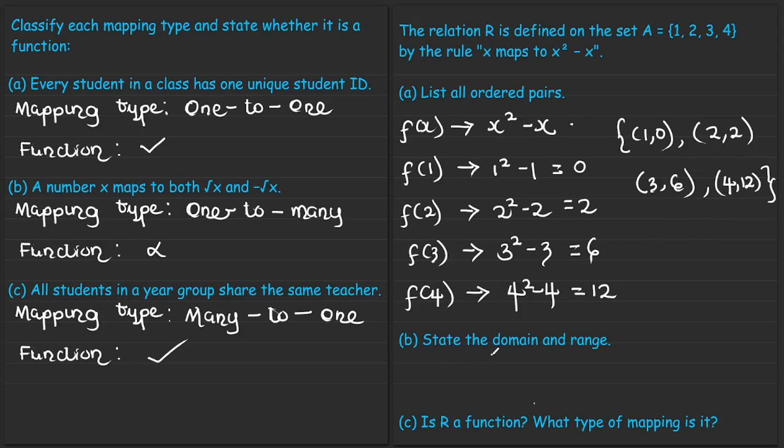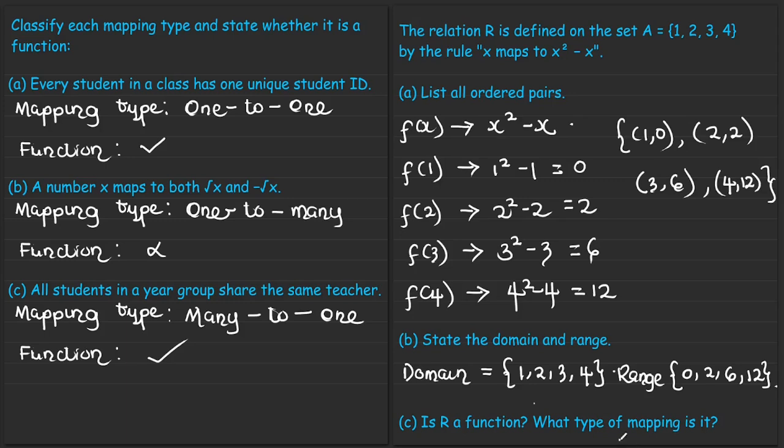Now the next one says you should state the domain and the range. The domain and the range. So the domain is simply the set of x values. That is what we have here. Or 1, 2, 3, and then 4. So our domain is going to be 1, 2, 3, and 4. And on the other hand, our range is also going to be the set of y values. These we solved over here. So we have a 0, a 2, a 6, and then a 12.